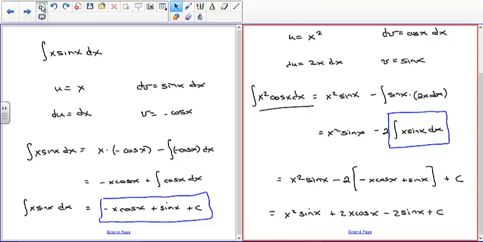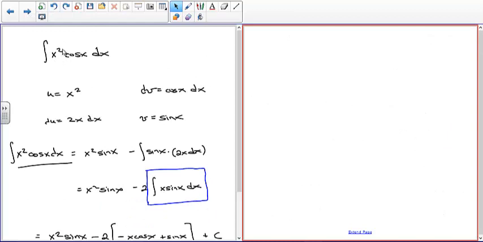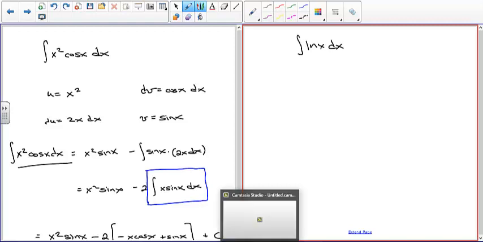Now here's the one that's going to be a little different. If you did the problem x squared sine x, it's going to be pretty much the same thing. Instead of sine, you're going to have cosine. If I did e to the x, basically the same thing. Let's look at the natural log of x dx, which we haven't done. We've done x times the natural log of x dx, but we haven't done just the natural log of x dx.